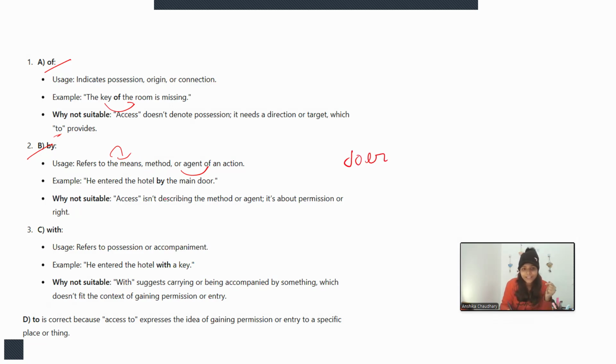Example: he entered the hotel by the main door. So here it is the means, right? By the main door. "By" is working as a means of something. Then "with" again refers to position or accompaniment. My tongue is slipping. He entered the hotel with a key, right? So here the key is referring to possession, and D is the correct answer. That is two, because it expresses the idea of gaining permission or entry to a specific place or thing. I think it is clear to you.